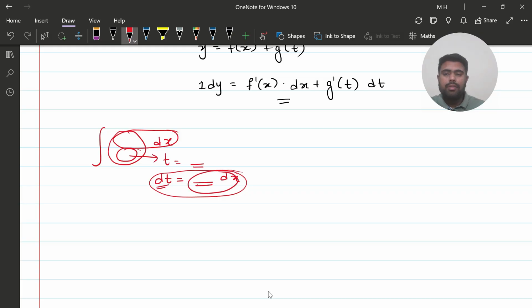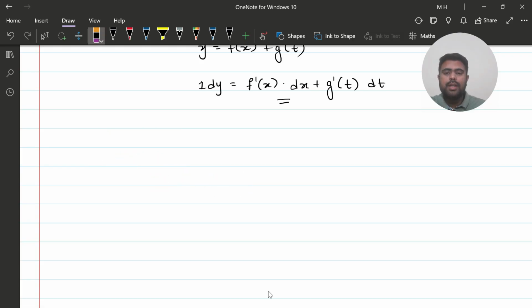So what we will do here is, in the integrand, what is the integrand? The function that we are integrating. In the integrand we will substitute some part as t.